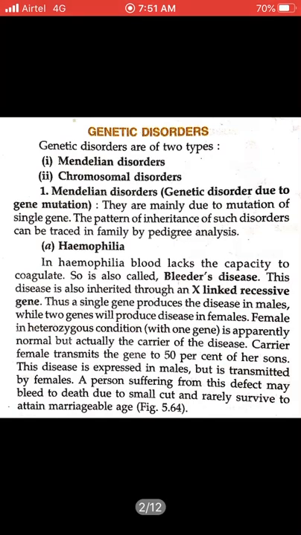Mendelian means those based on Gregor Mendel's concept, on the basis of genes. So it's basically a genetical one. And chromosomal means disorders in which chromosomes are mutated. Now, the first Mendelian genetic disorder is hemophilia.